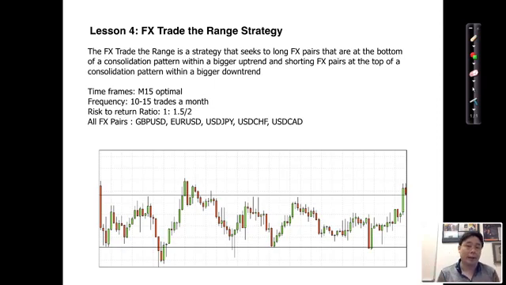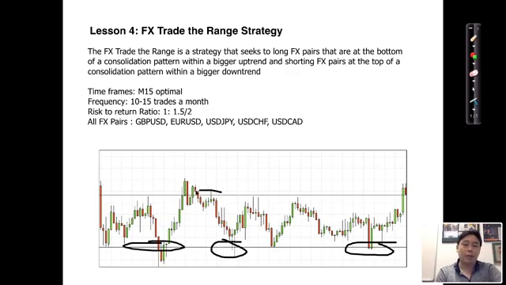In fact, this is a strategy that seeks to go long on Forex pairs that are at the bottom of a consolidation pattern, where we buy right at the bottom of a demand zone or a support level, and we short at the top of resistance or supply levels. So this is a strategy where you can create multiple profits in a short period of time, where you buy, sell, and create a huge level of profits within a range.